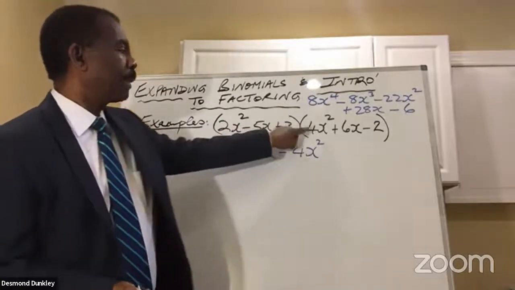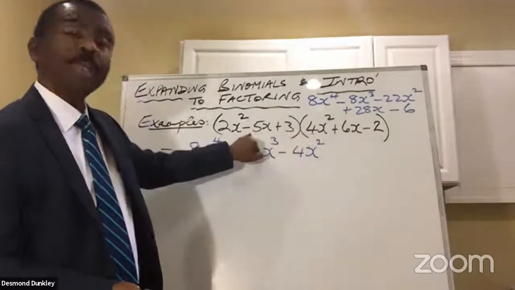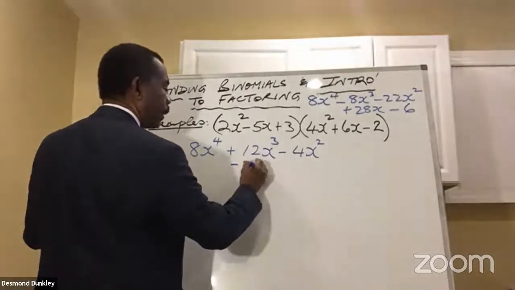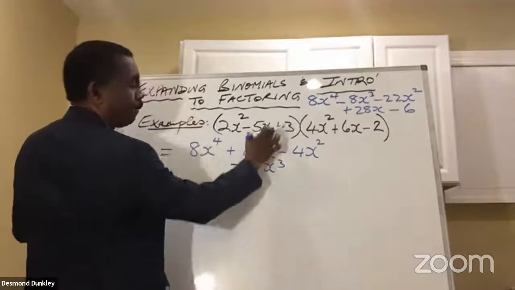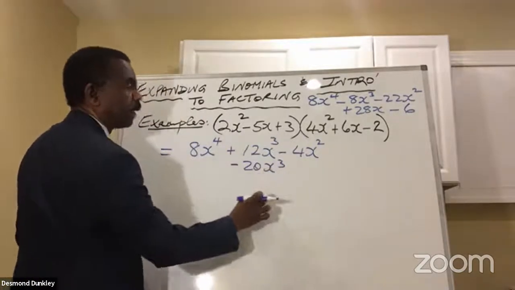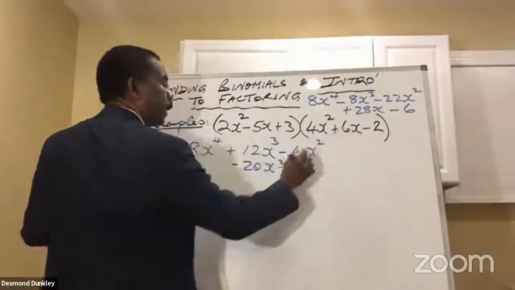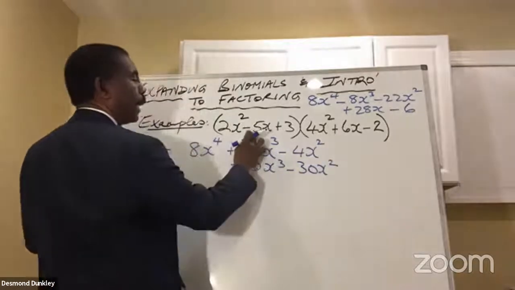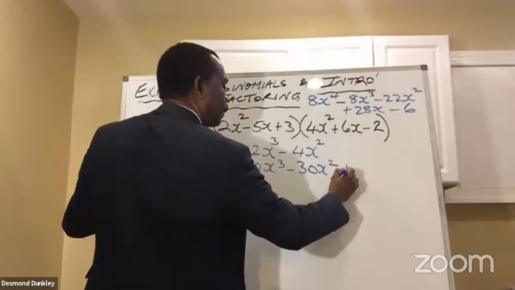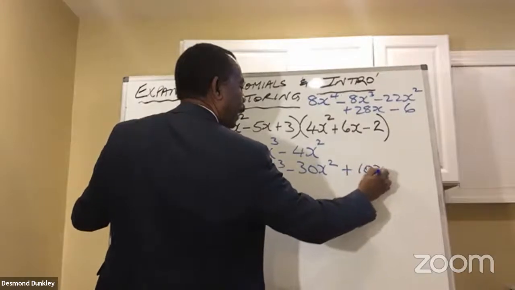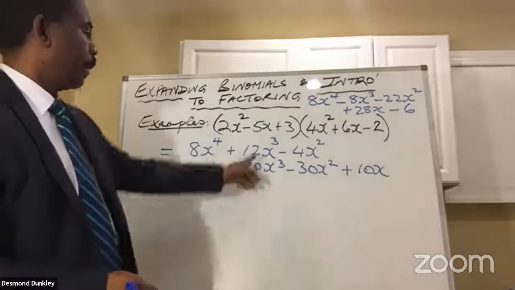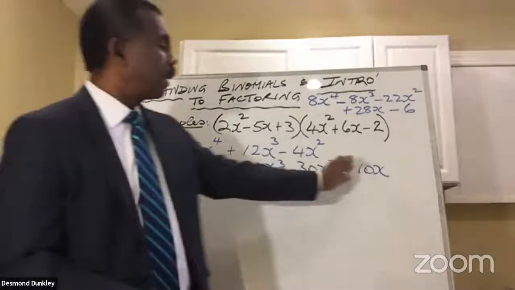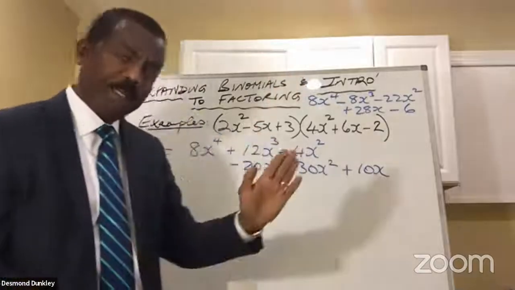Negative 5x times positive 4x squared gives me negative 20x cubed. This time I write negative 20x cubed. I write them right underneath each other. Negative 5x times 6 is negative 30x squared. Negative 5x times negative 2 is positive 10x. See? X cubed, x cubed, x squared, x squared. This is one term only. That's one term only. So it's vertically lined up.